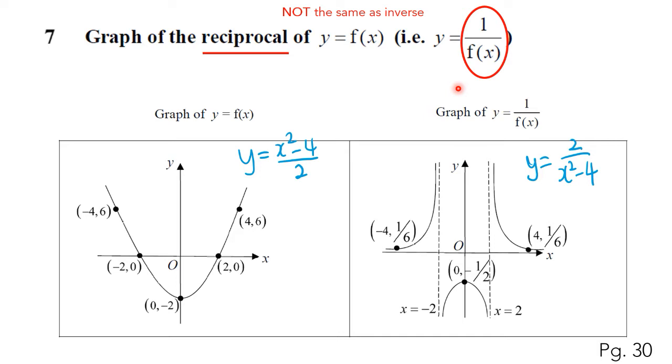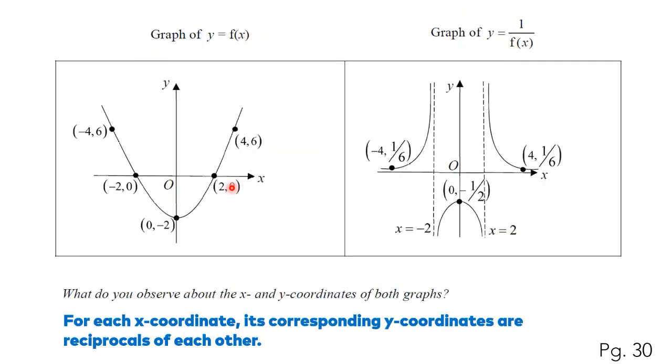Inside your notes, you have two graphs for comparison over here, and we want you to look at different features of this graph to investigate how the reciprocal function behaves. The first one is going to be about the x and the y coordinates. If we look at the graph and the points that have been highlighted on the graph of y equals f(x) versus the graph of 1 over f(x), what we do see is that our y values will change.